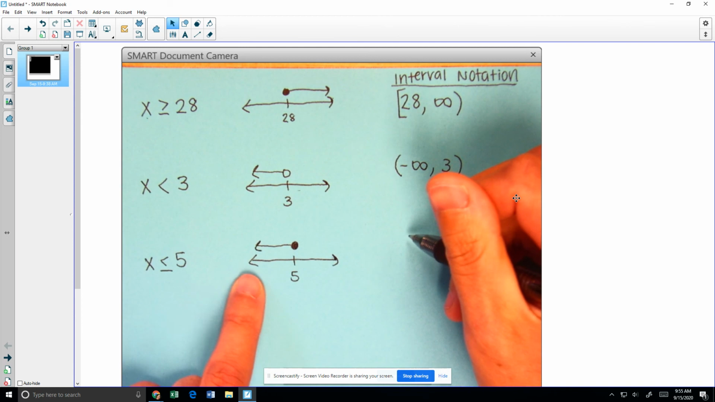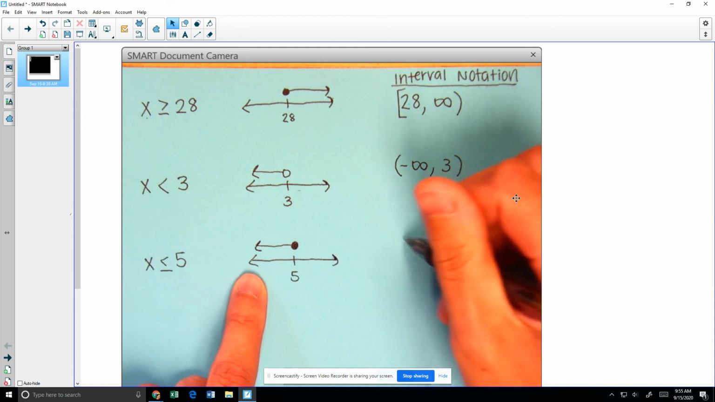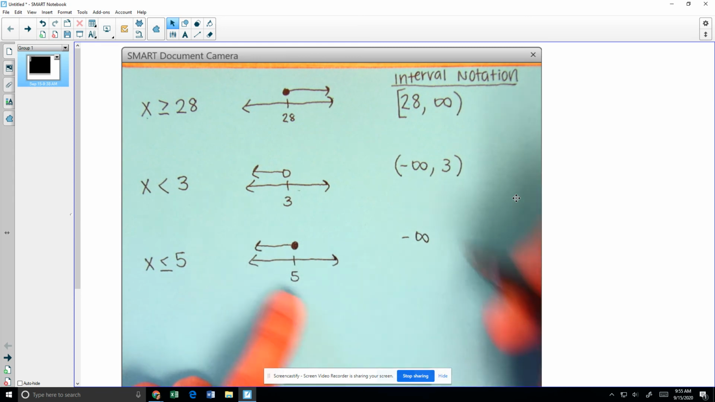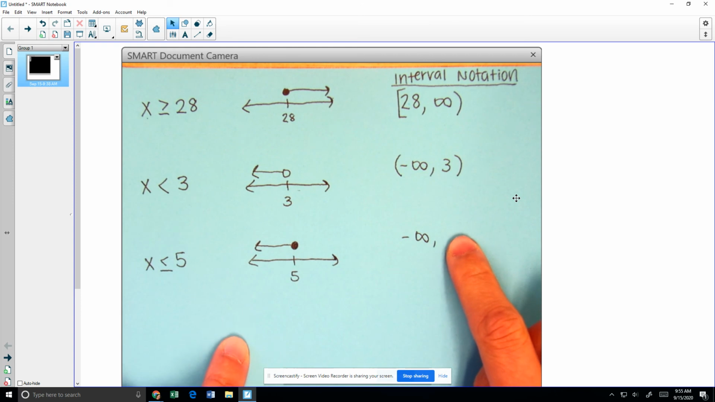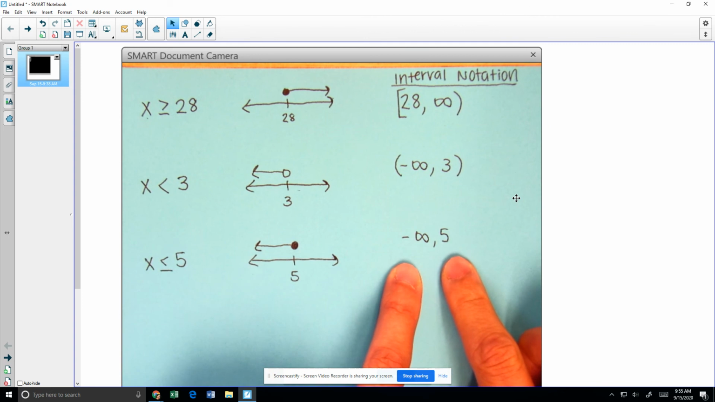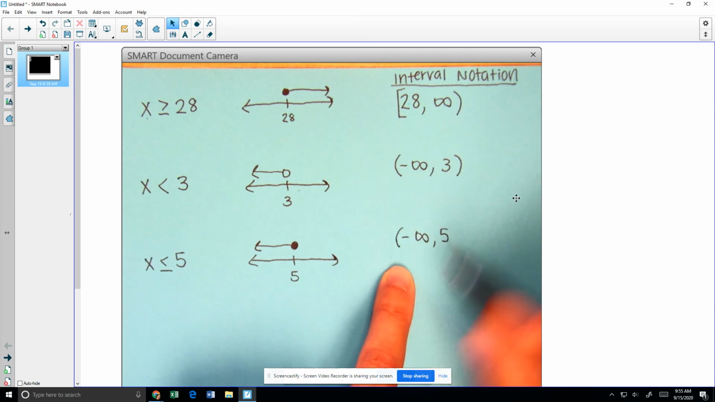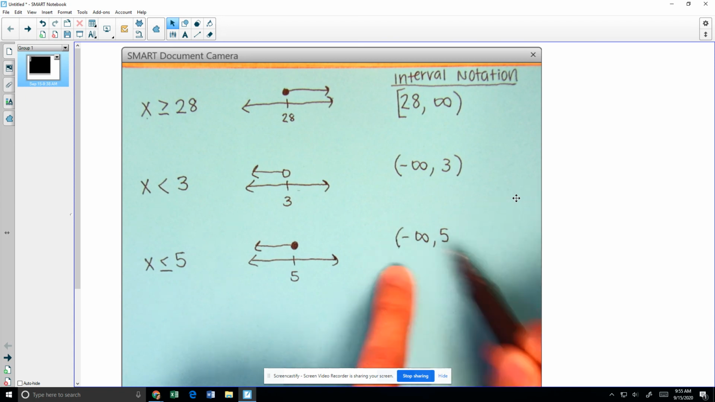So my leftmost number, what's my leftmost number? Negative infinity, because it keeps on going backwards. What is my rightmost number? The biggest number it gets to? 5. Okay, now let's do the brackets and the parentheses. Negative infinity, is it bracket or parentheses? Parentheses, because it's not specific, right? I don't exactly know. If it doesn't include that number exactly, it's parentheses.